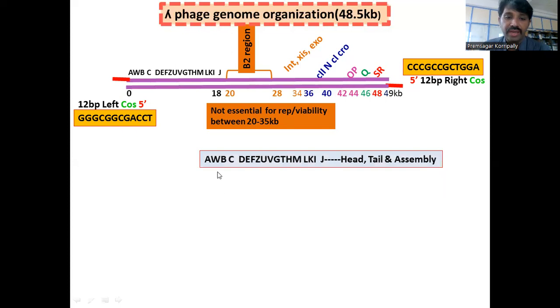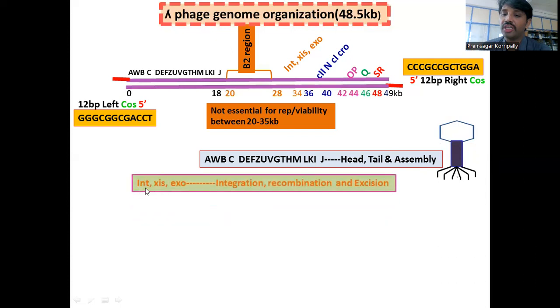A, W, B, C, D, E, F, Z, U, V, G, T, H, M, L, K, I, J. These are the genes which are responsible for head and tail biosynthesis and assembly. So these are the genes responsible for head, tail, and collar synthesis, as well as the assembly of these proteins.